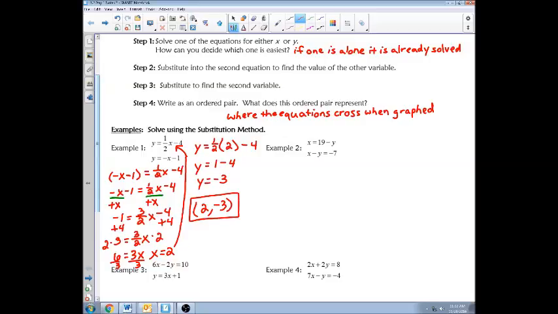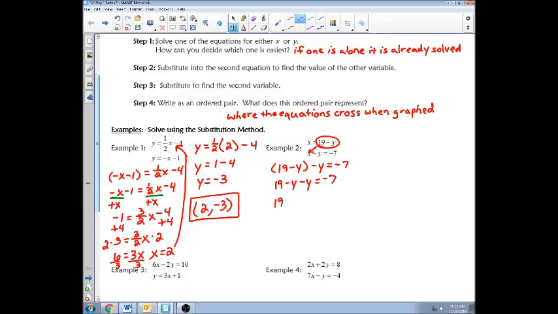On to example number 2. I need to solve for either x or y. Well, x is already solved. So what I'm going to do is take this 19 minus y and plug it in for x. So parenthesis, 19 minus y equals negative 7. Notice all I did was take out that x and plug in what x equals, which is 19 minus y. Is there anything more I can do with 19 minus y? There is not.